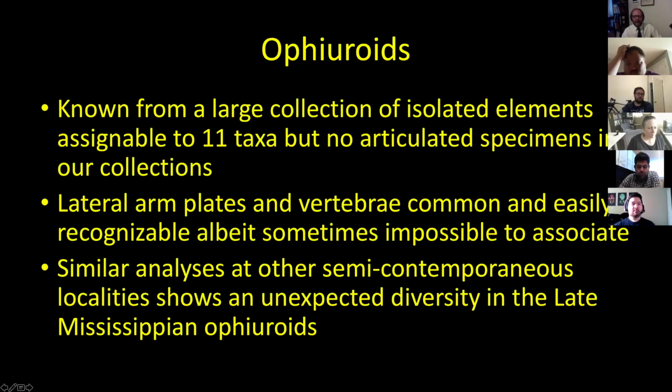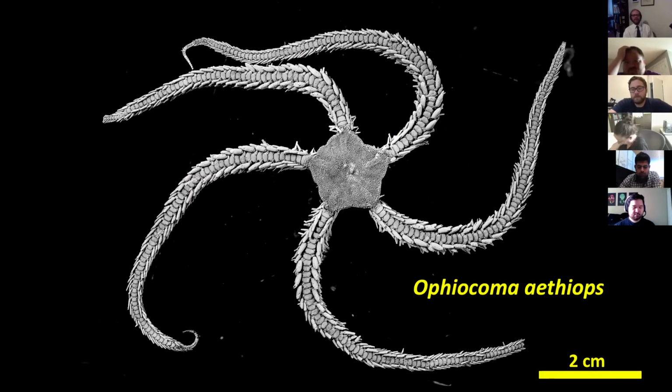And very importantly, if you look at semi-contemporaneous localities, which we have, what we're seeing in this locality is not abnormal. This is typical. Nick has the same level of diversity in the Sulphur, Indiana locality. We have nearly the same diversity in a locality right outside of St. Louis that's about the same age. So this is normal diversity for this. And that would be a brittle star.